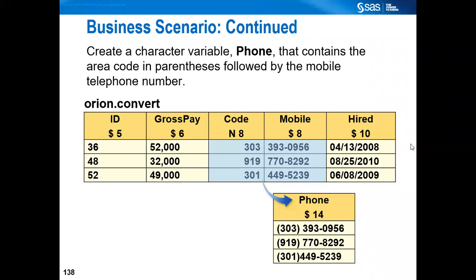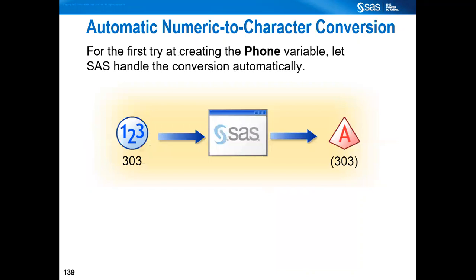All right. So look at this. Okay, so let's move. What it's telling is automatic conversion. Now let's understand how automatic conversion works for numeric to character. So for the first try at creating the phone variable, let SAS handle this conversion automatically from numeric to character.